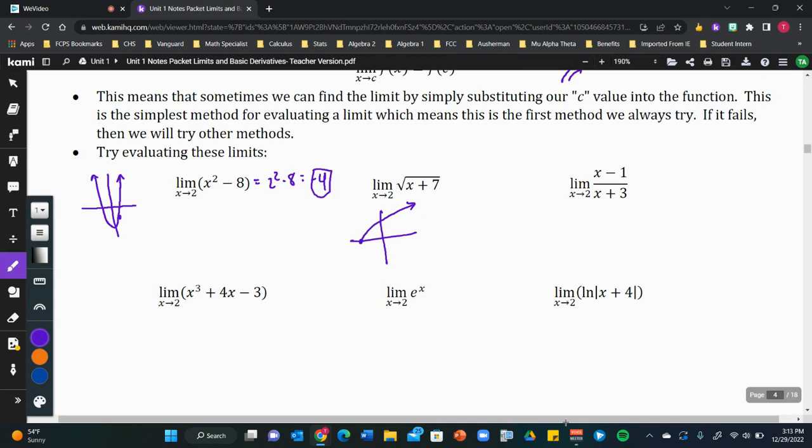So we know it's defined at 2. There are no holes or extra points or anything like that. So we can just plug 2 in. We get the square root of 9, or 3.